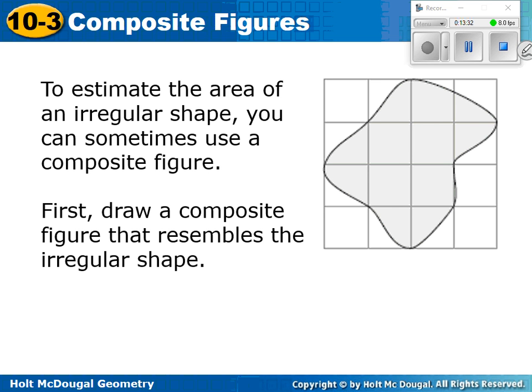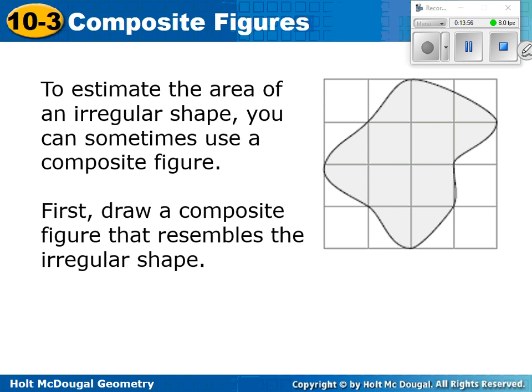But 10.3, first of all, says estimate the area of an irregular shape. If you want to estimate the area, you can sometimes just use composite figures. But instead, we're not going to try to change this into composite figures. We're just going to estimate by looking at that picture and counting the number of squares. We're going to get as close and as precise as possible.